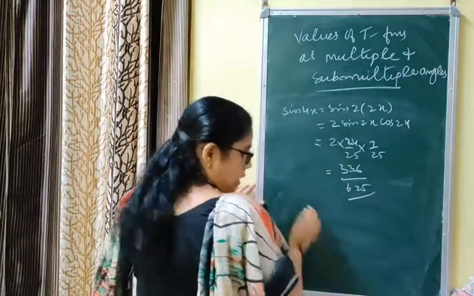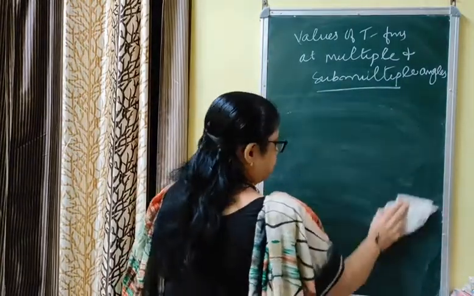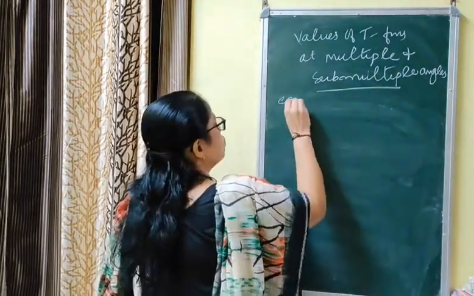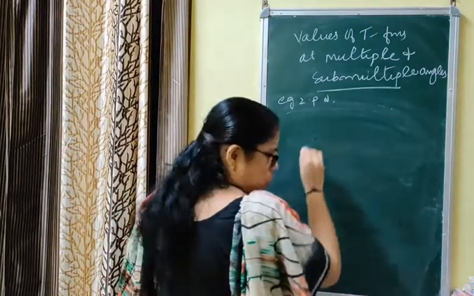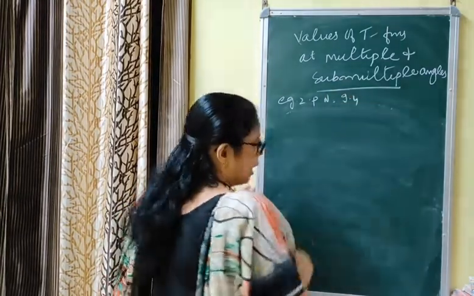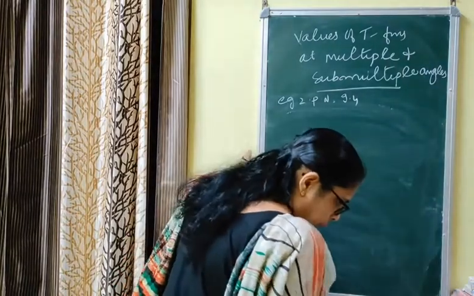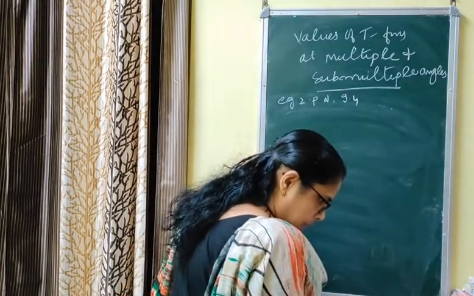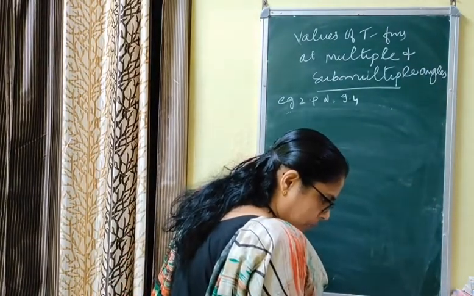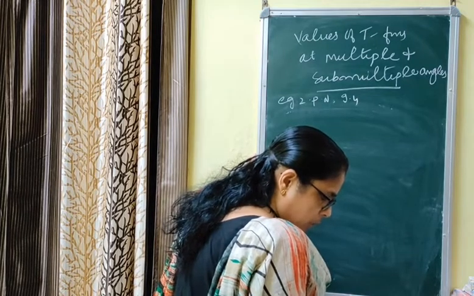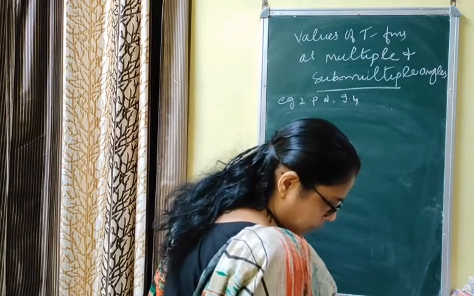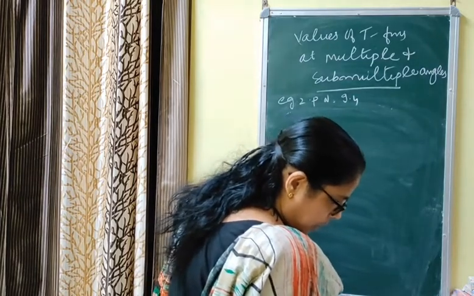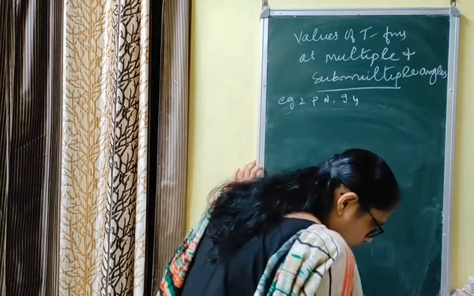Next question is example 2 of the same page number, page number 9.4. I am reading the question. If tan alpha equal to 1 by 7, sin beta equal to 1 by root 10, prove that alpha plus 2 beta equal to pi by 4, where 0 less than alpha less than pi by 2, 0 less than beta less than pi by 2. I am writing the question.